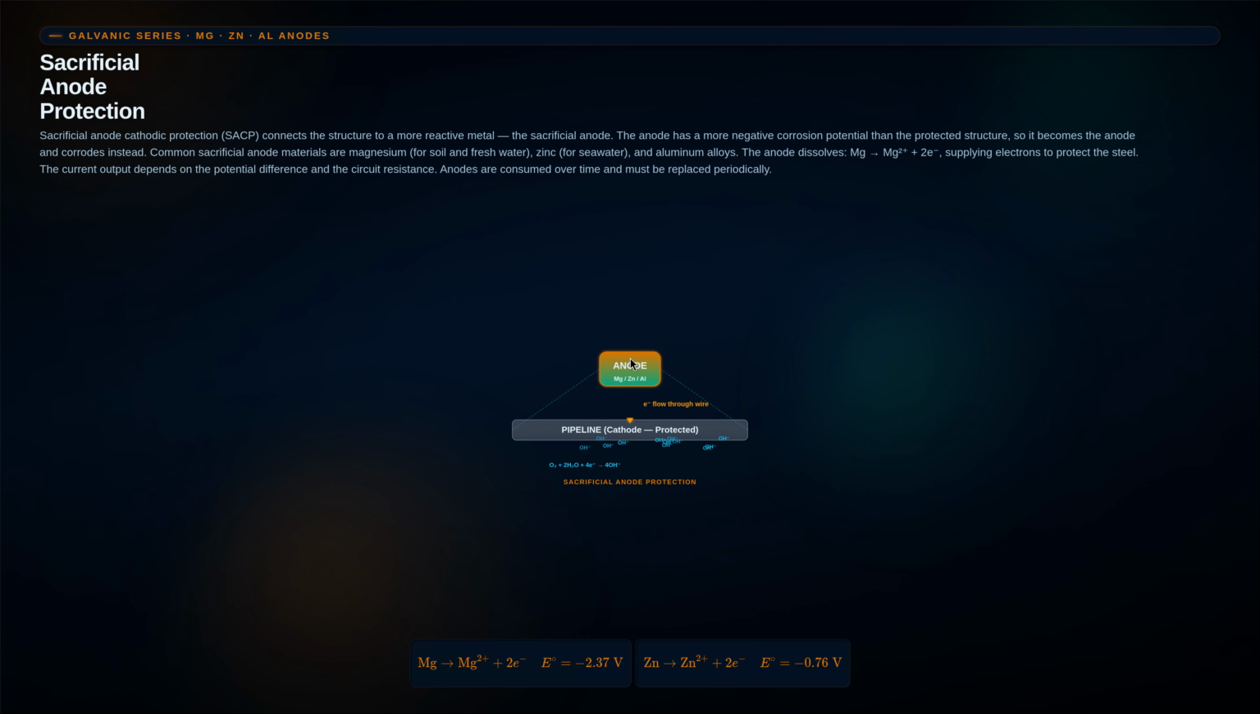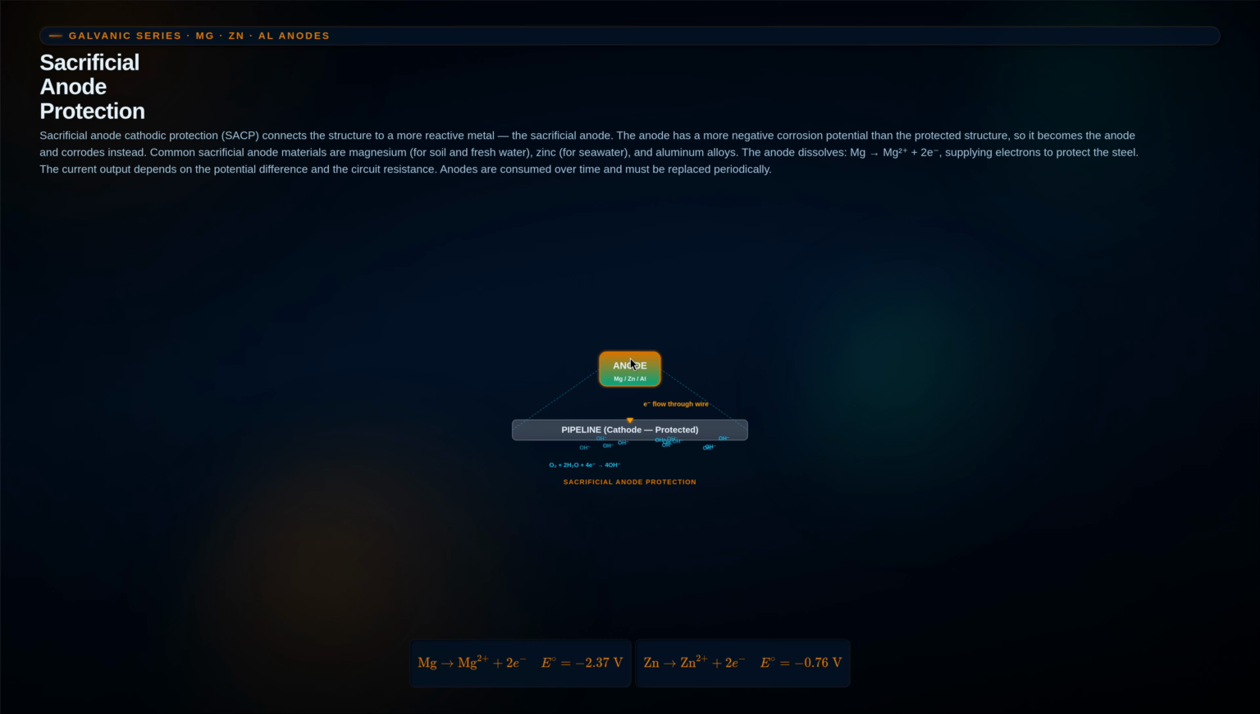Sacrificial anode cathodic protection connects the structure to a more reactive metal, the sacrificial anode. The anode has a more negative corrosion potential than the protected structure, so it becomes the anode and corrodes instead. Common sacrificial anode materials are magnesium for soil and fresh water, zinc for seawater, and aluminum alloys. The anode dissolves, supplying electrons to protect the steel.